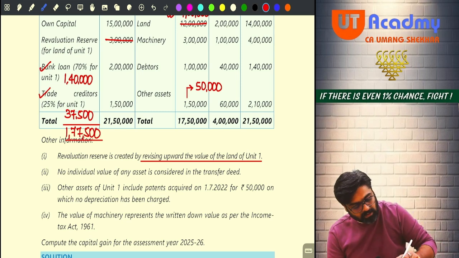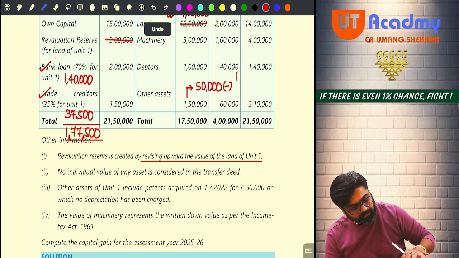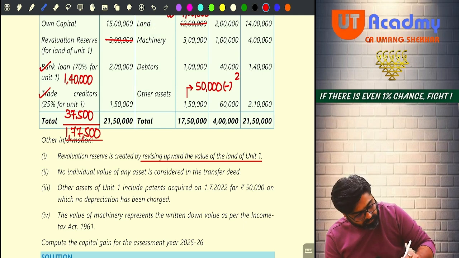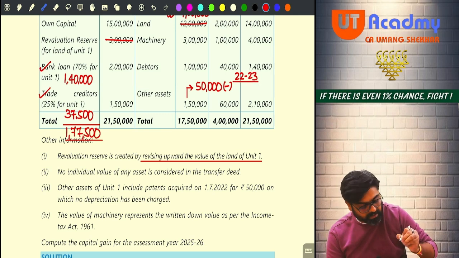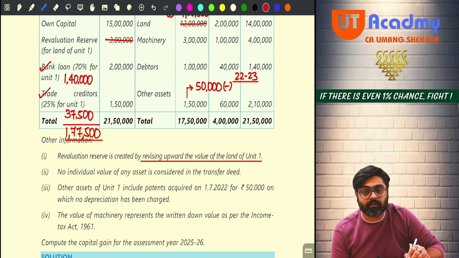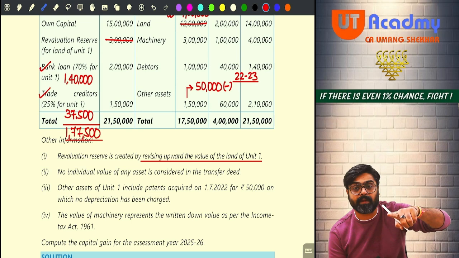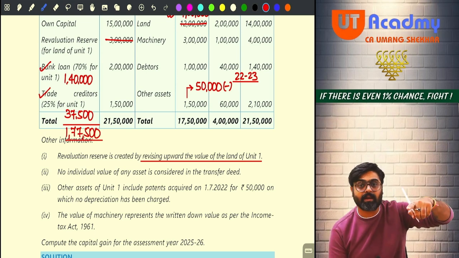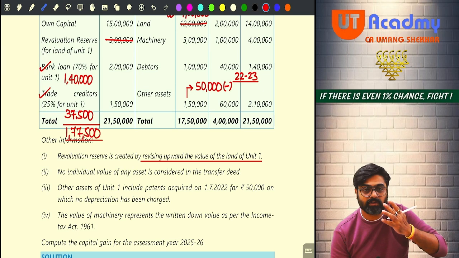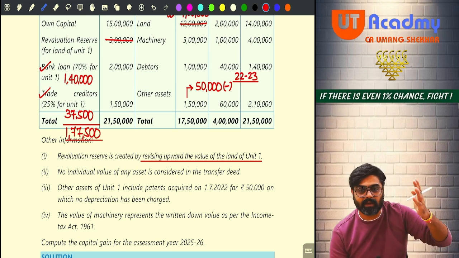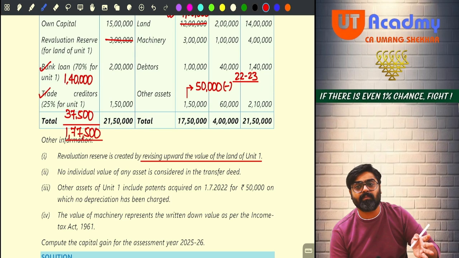So from 50,000, I will reduce the depreciation for the first year, 22-23. What was the depreciation which I charged in 22-23? I would have charged 25% depreciation because for intangibles under the head PGBP, the depreciation rate is 25%. And that 25% I would have fully charged because that was the first year of the patent, and in the first year the patent was used for a period of 180 days or more. It was bought on 1st July, so 1st July to 31st March. If nothing is mentioned, that means it was put to use from 1st July itself.